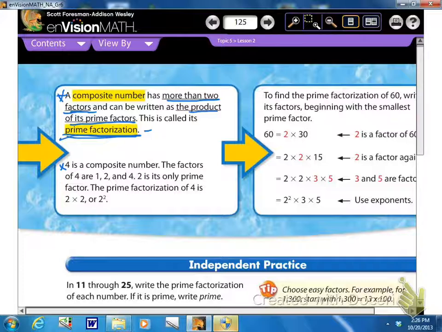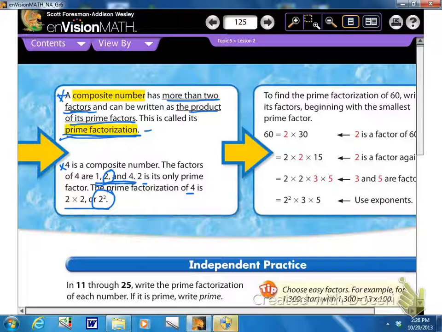So for example, 4 that we just looked at over to the left is a composite number, and the factors of 4 are 1, 2, and 4. Now, of 1, 2, and 4, the only prime number is 2. So 2 is its only prime number, or prime factor, I'm sorry. So the prime factorization of 4 would be 2 times 2, or remember that we could also write that as 2 squared.